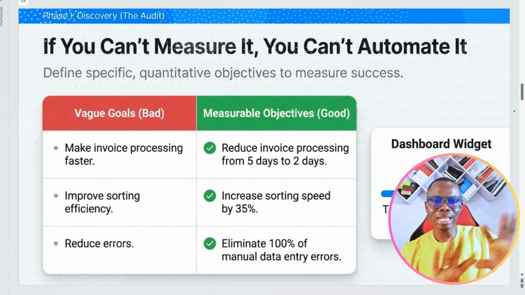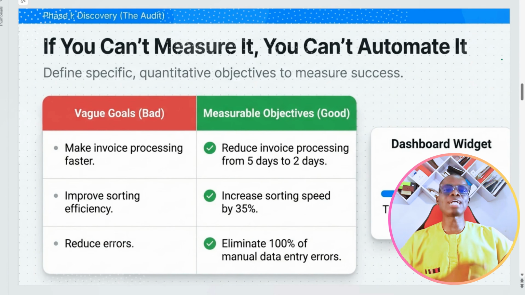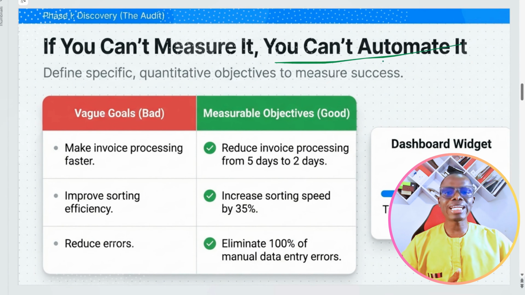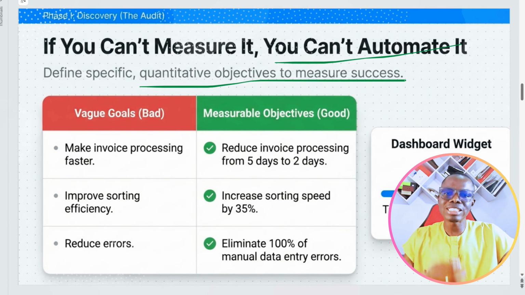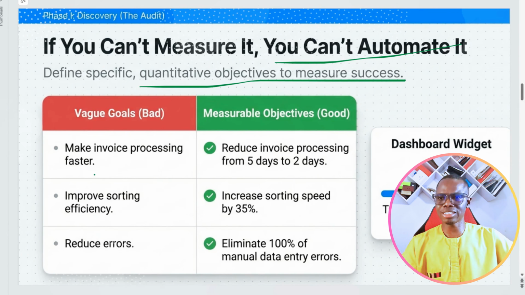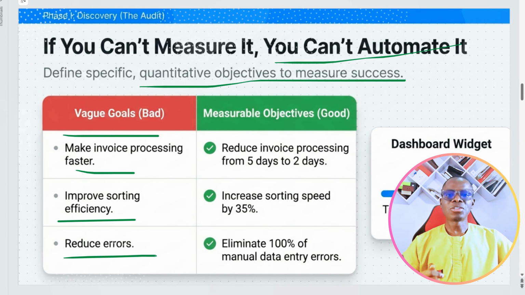Still part of phase one is the audit, right? If you can't measure it, I said you can't automate it. So define the specific quantitative objectives that you yourself with the client want to use to measure success. Don't just give them vague goals like, oh, we'll make the process faster. How? You improve sorting efficiency. What does that mean? You reduce errors. How? So you want to use measurable objectives.